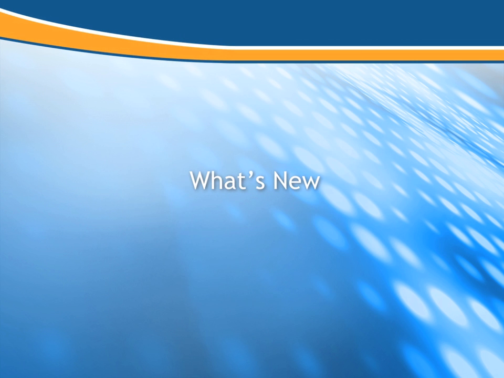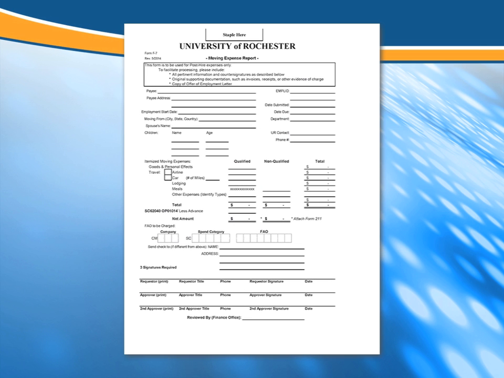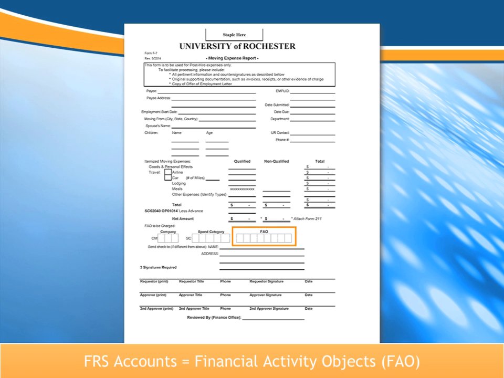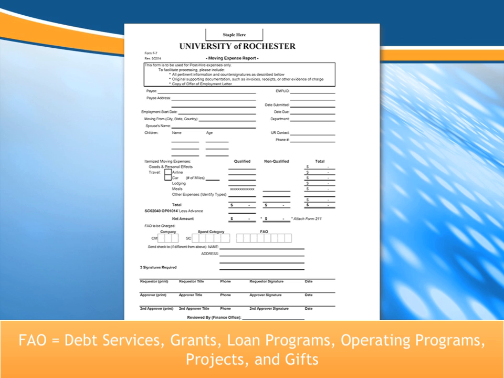As you explore the new financial forms, you will notice some changes. The instructions included when you download the form will help you fill out most of the fields, but let's take a moment to get familiar with the new features. The most fundamental change is that FRS accounts are now called FAOs, or Financial Activity Objects, and include debt services, grants, loan programs, operating programs, projects, and gifts.